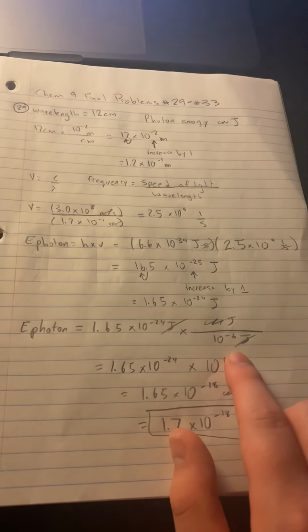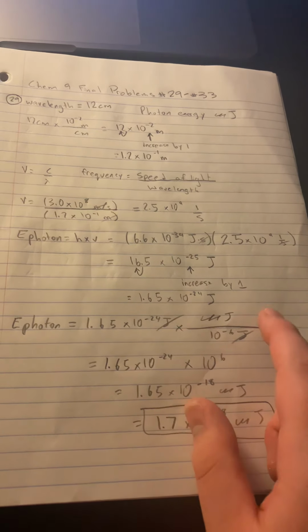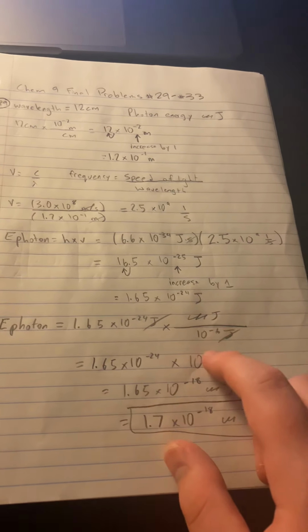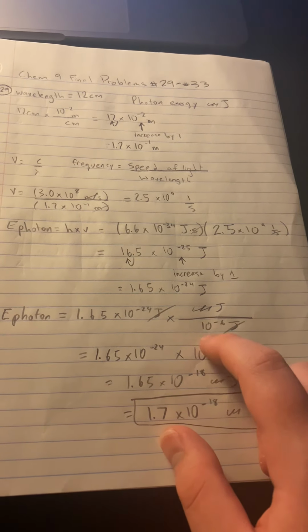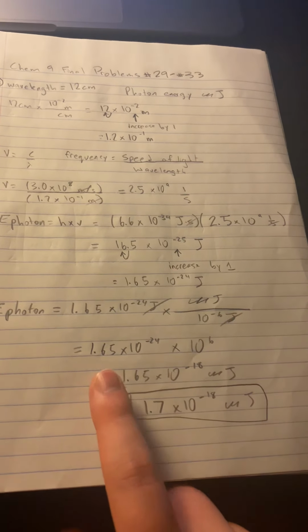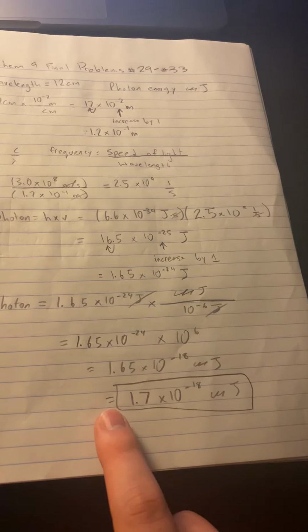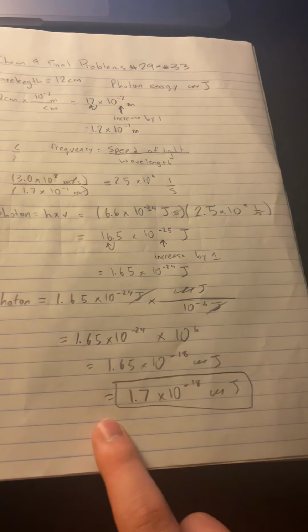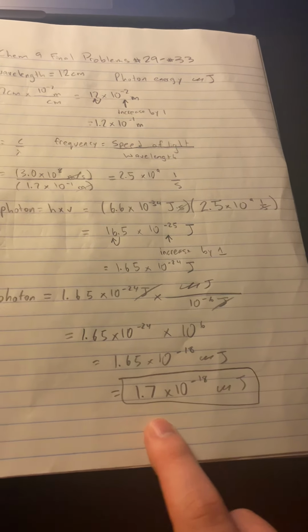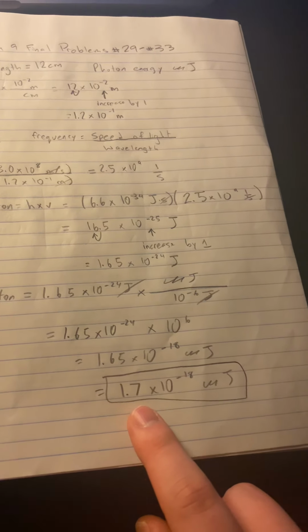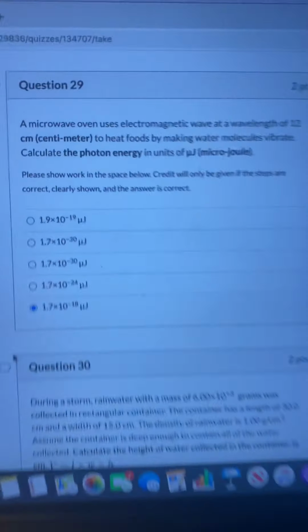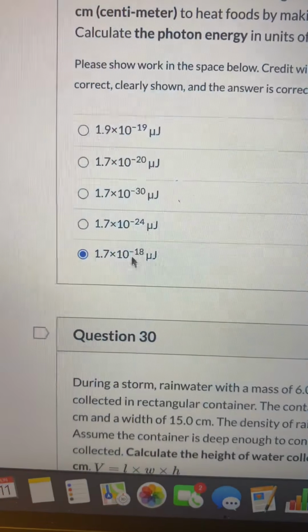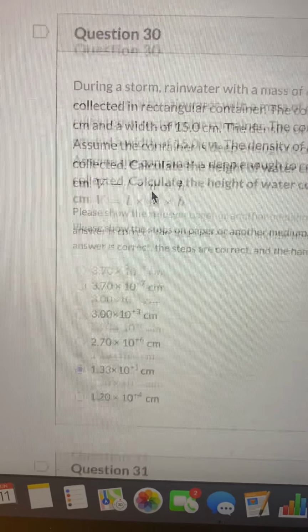We want our answer in microjoules, so this is 1 over 10 to the negative 6 joules. That's the conversion from joules to microjoules. Joules cancel. Our final answer with the correct significant figures in scientific notation is 1.7 times 10 to the negative 18th microjoules. This is the correct answer, the last one, and the other ones are the wrong value.